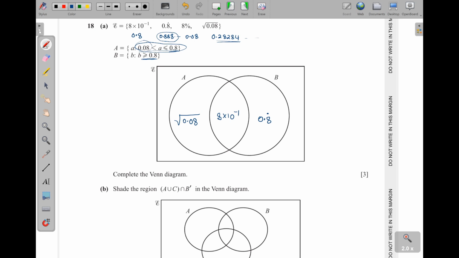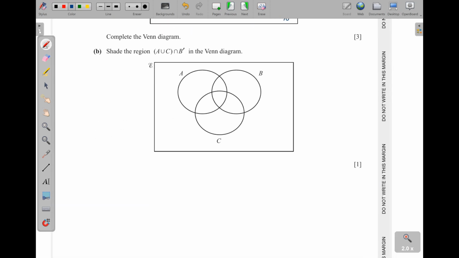They said greater than. You see that? Okay, they said greater than 0.08. So it is below that. So that means 8% is outside. So we have that.